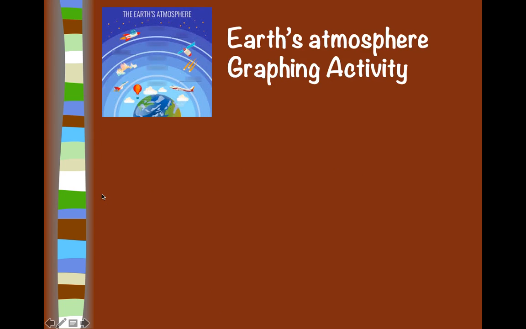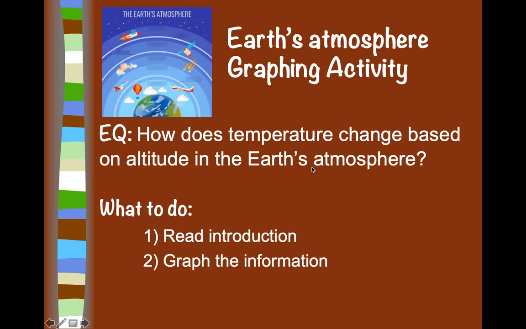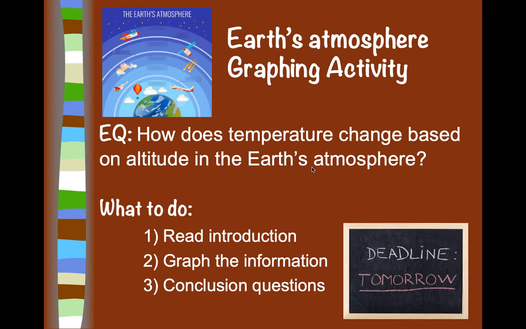Okay, so the graph activity that you're going to do is going to help you understand more about the Earth's atmosphere, and the EQ for that activity is: how does temperature change based on altitude, which is how far in the sky you are, altitude in the Earth's atmosphere. So what you're going to do is read the introduction, graph the given information. You have to do the reading because otherwise the graphing part will not make sense. And then there's a few conclusion questions. This is due tomorrow. I'm assigning it today. So if you have questions, come to my office hours.